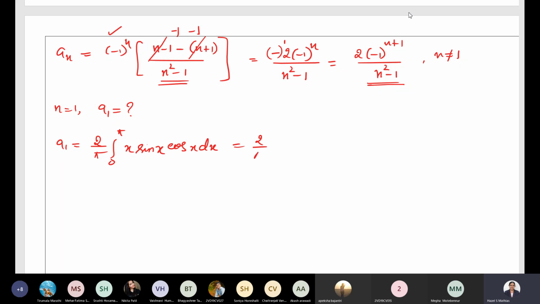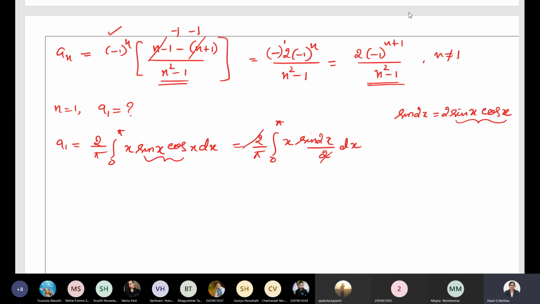So that is equal to 2 by pi integral 0 to pi x into sin x cos x. There is a formula: sin 2x equals 2 sin x cos x. So sin x cos x will be sin 2x divided by 2. So here it is sin 2x divided by 2 into dx. Next, this 2 gets cancelled. So what is remaining? 1 by pi integral 0 to pi x sin 2x dx.